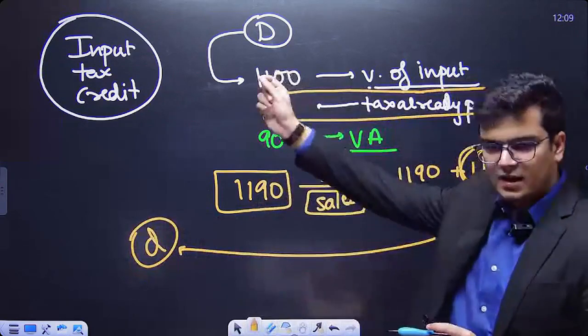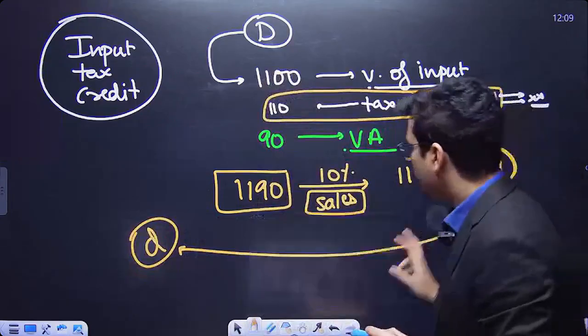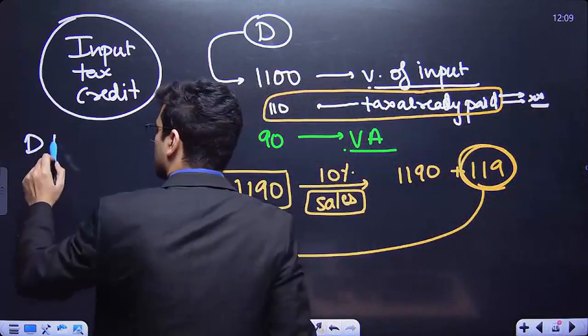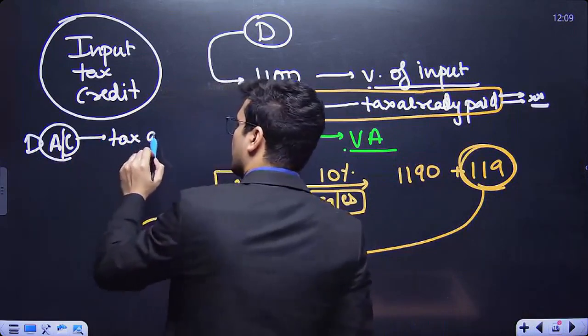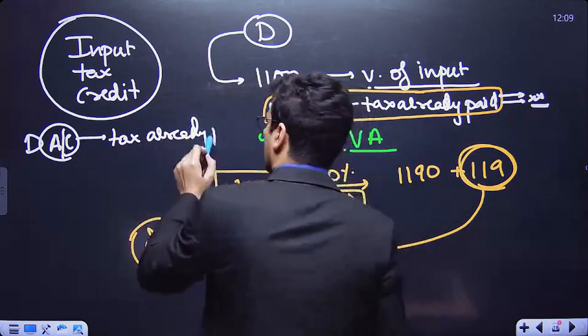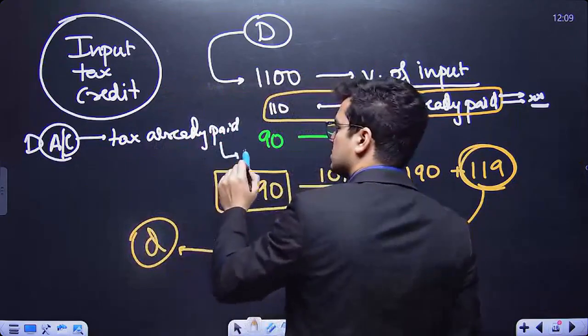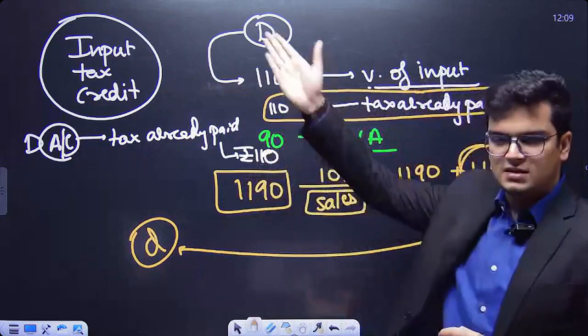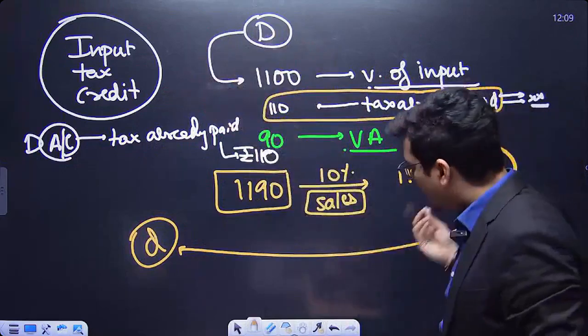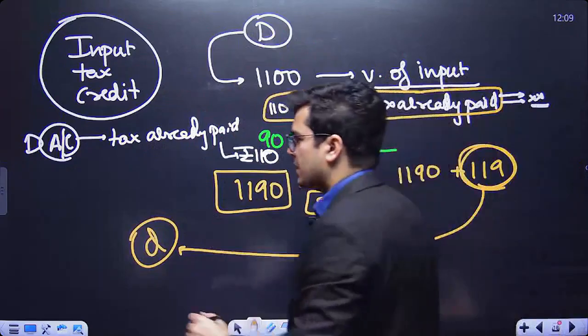What is written in the distributor's account with the government? The distributor's account says: tax already paid is rupees 110. He has already paid this in the previous stage. He collects 119 as tax due.